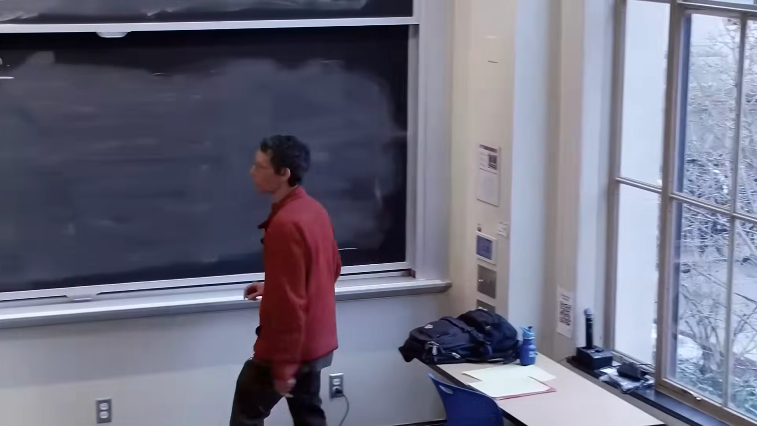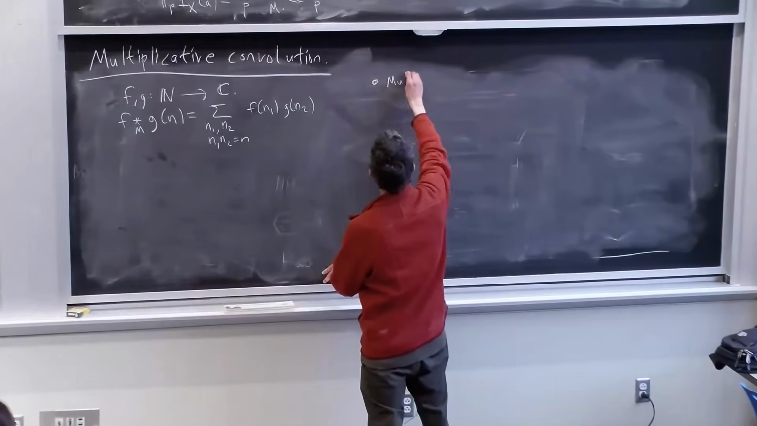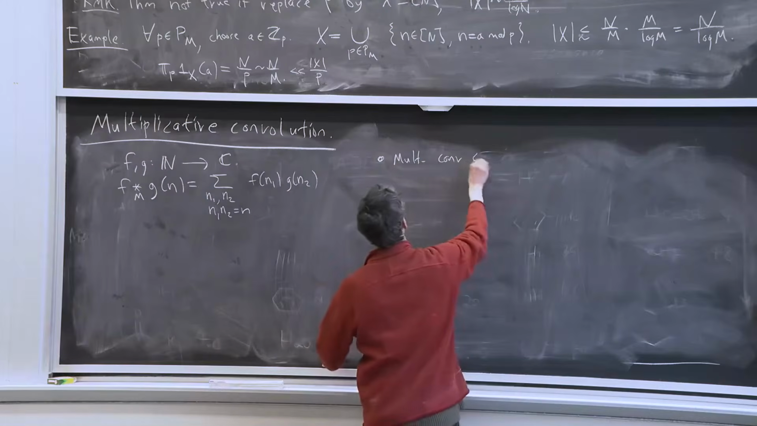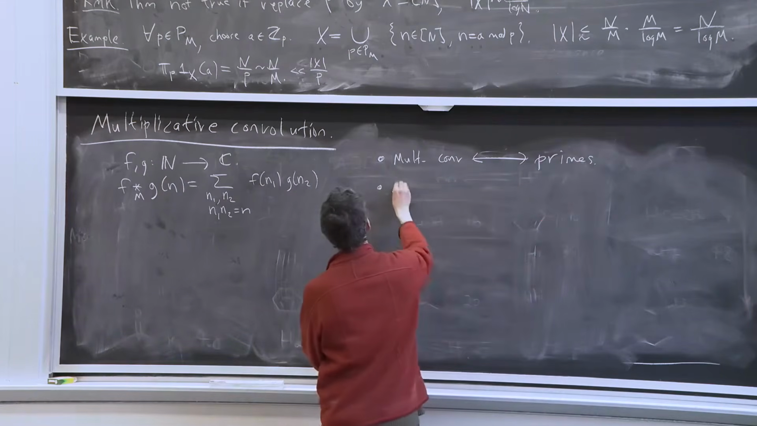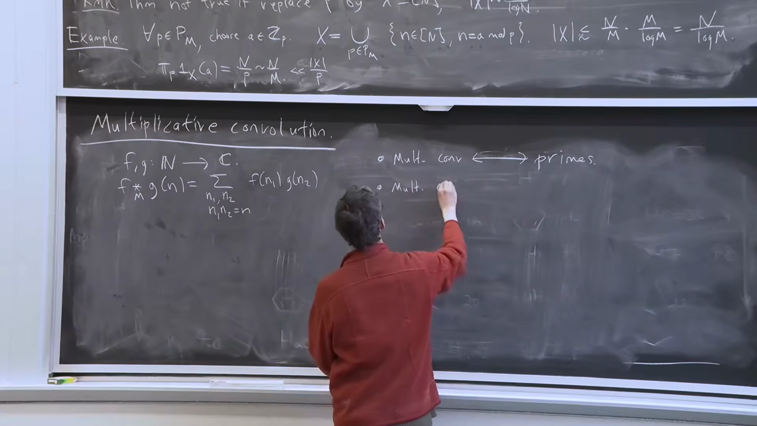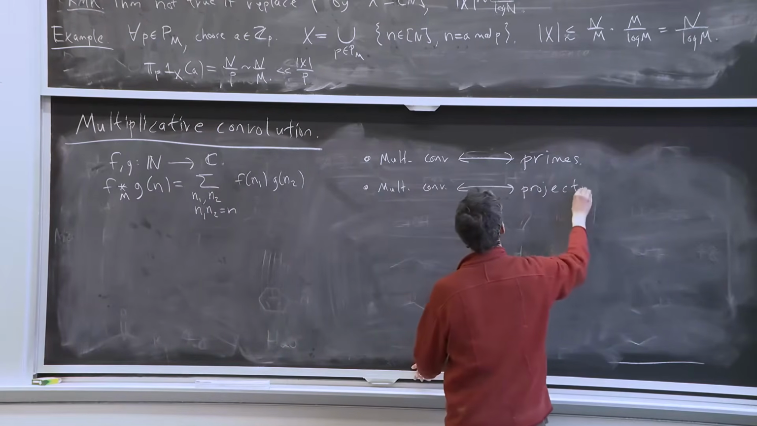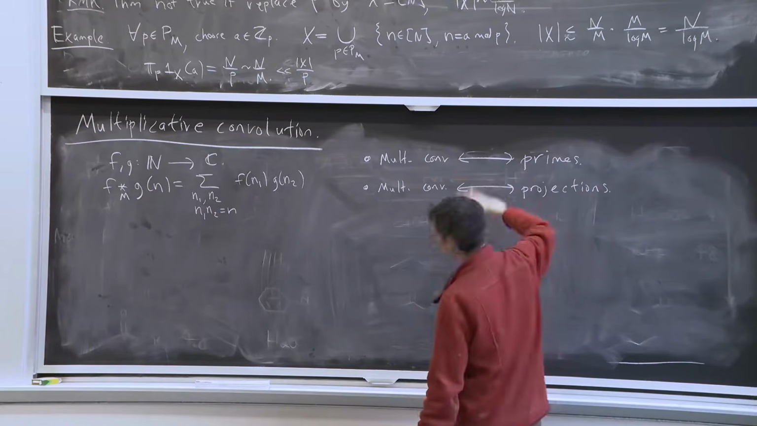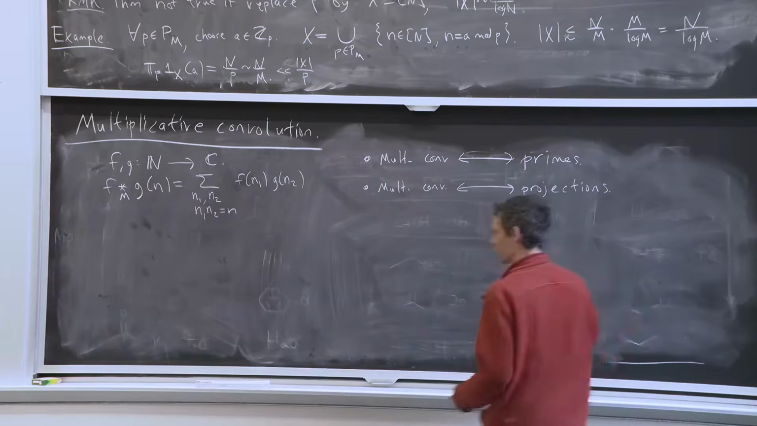So we have to see how multiplicative convolution connects with primes. And we have to see how multiplicative convolution interacts with projections. We'll put that together, and that's how we prove the theorem. OK, so let's start with primes.